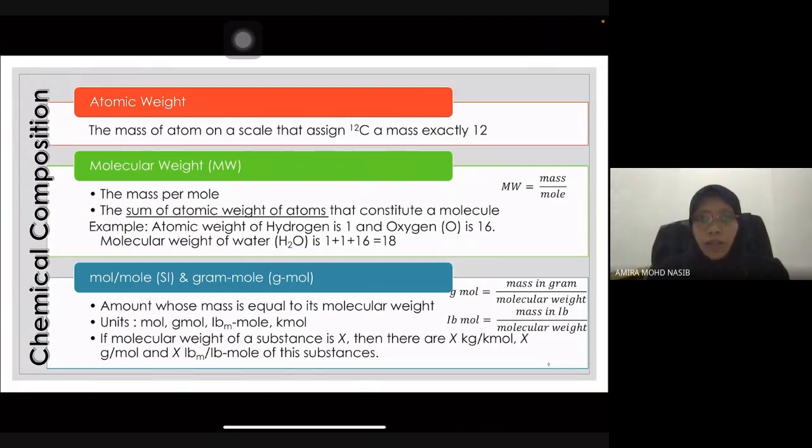So what is atomic weight? It is the mass of an atom on a scale that assigns carbon exactly 12. So it's comparing your substance with carbon.